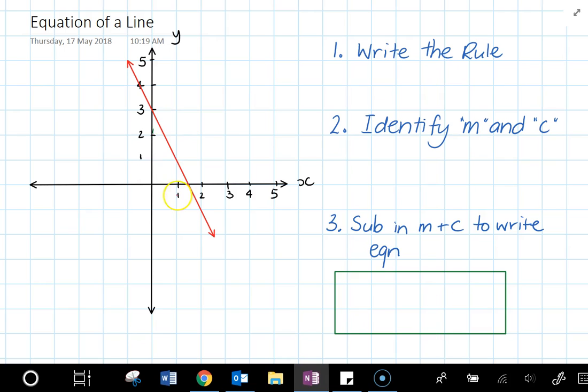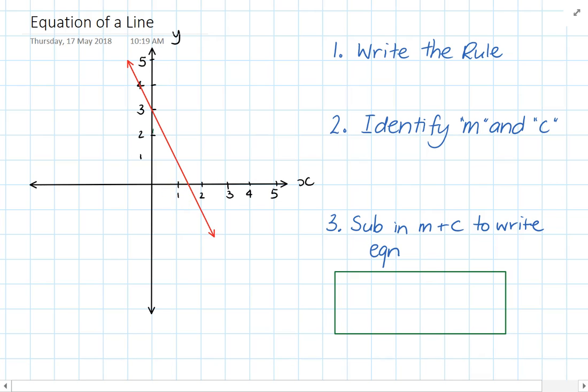Okay, let's look at this line now. Remember, our steps don't change. Step 1, we write our general rule, y equals mx plus c. Step 2, let's identify the gradient and the y-intercept. Again, I always start with the y-intercept. It's a lot easier to identify. So in this case, the y-intercept is 3. My gradient, this time you should automatically look at your line, you know that's a negative. So you know that your m value will be negative.